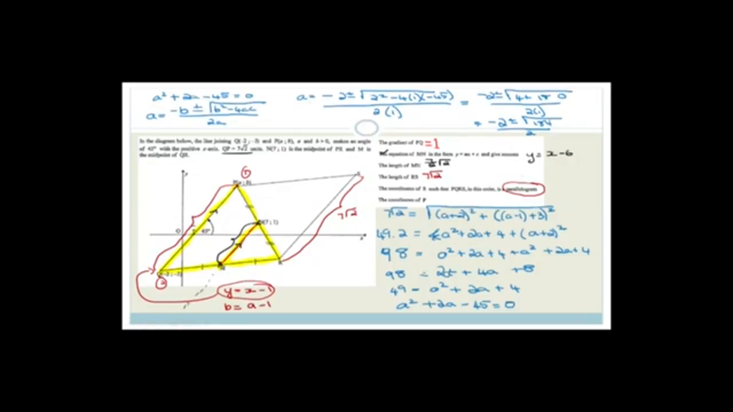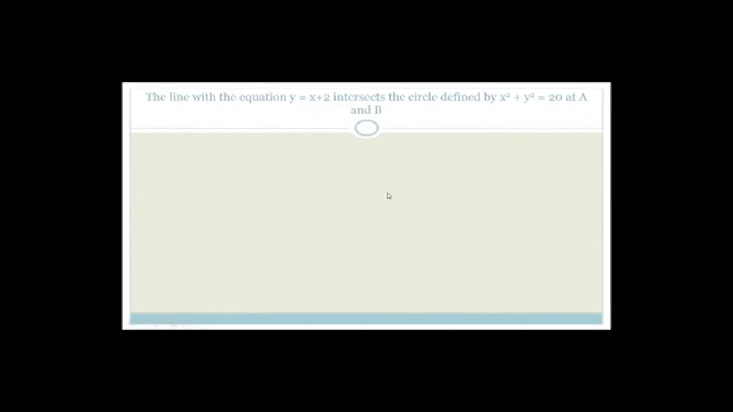Okay, now I'm going to give you 2 minutes quickly to try and finish that part of the question and then go back and do the coordinates of S. I just need to go and I'll be back in a second.